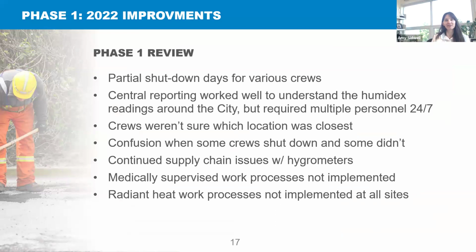So yeah, we used that for the summer of 2022. It resulted in us having to do partial shutdowns of various crews for a couple of days where the temperatures got really hot. And that led to a little bit of confusion amongst crews because some crews were shutting down and some crews did not. So we had to really look at how we are communicating out which crews are shutting down. Are there ways to reallocate crews to other work so that we're not having to send people home?